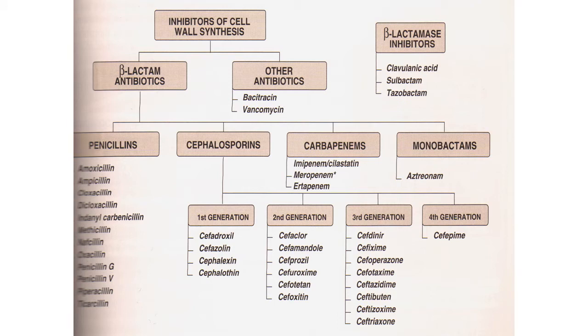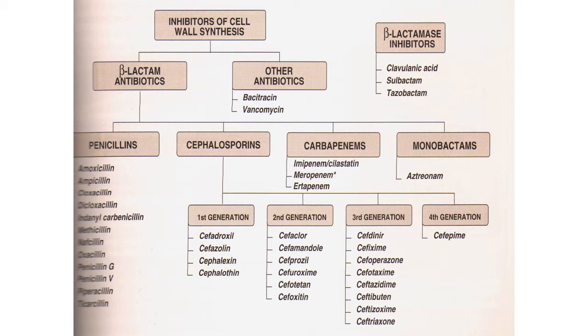This scheme shows the inhibitors of cell wall synthesis, which include two major groups: beta-lactam antibiotics and other antibiotics. The biggest one is the beta-lactam antibiotics, which include penicillins, cephalosporins, carbapenems, and monobactams. Penicillin includes many members, for example amoxicillin, ampicillin, cloxacillin, and others.